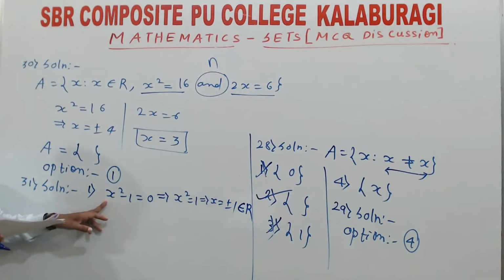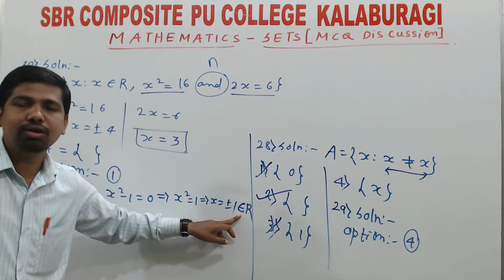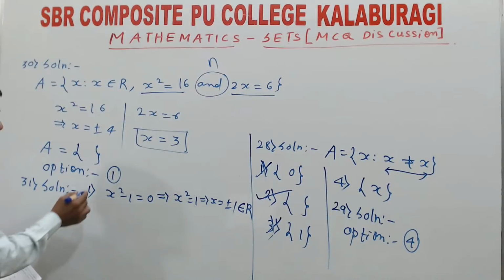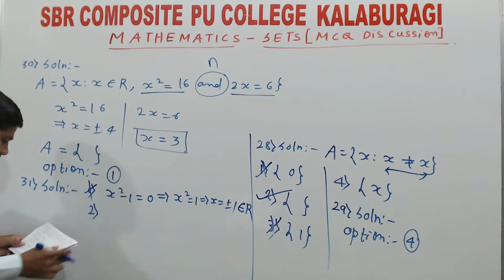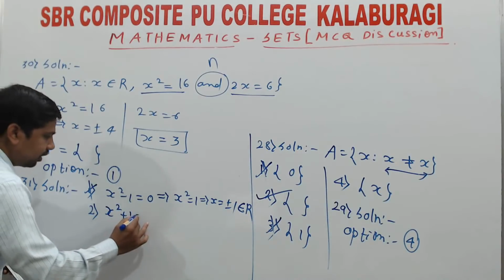So the question is, which of the following is an empty set? No, this is not an empty set. It consists of two elements, 1 and minus 1. So this option fails.